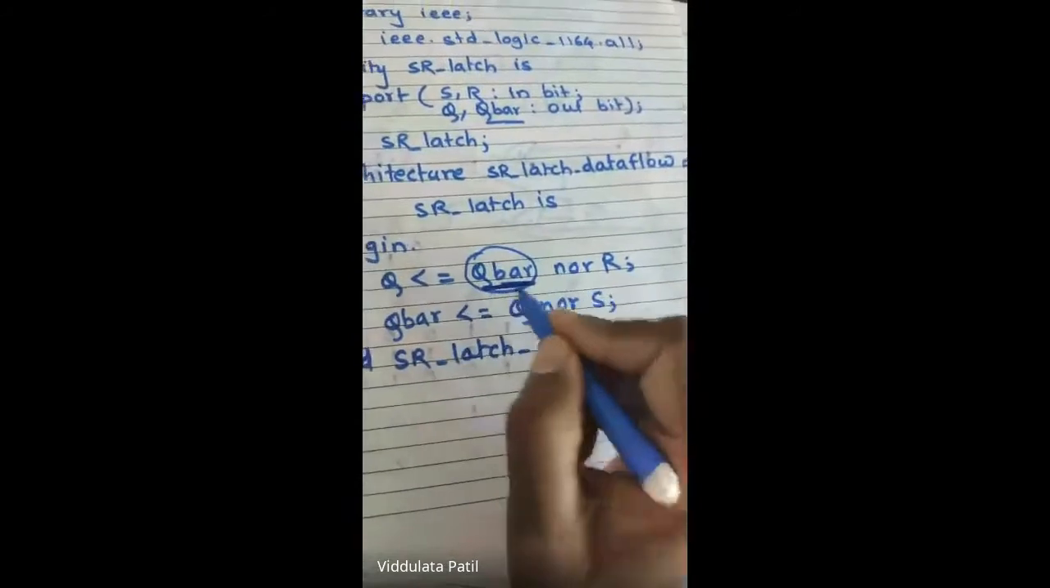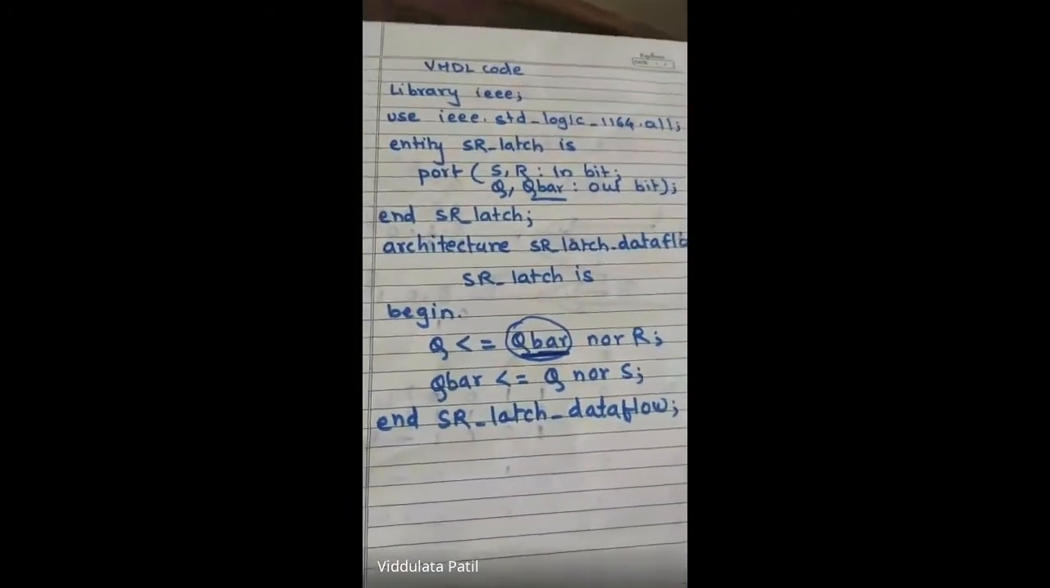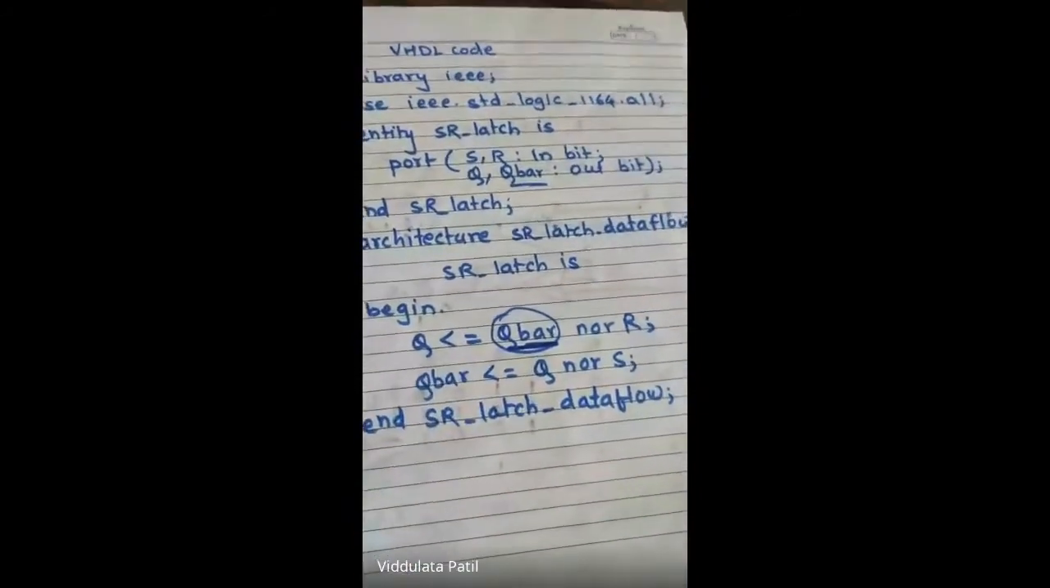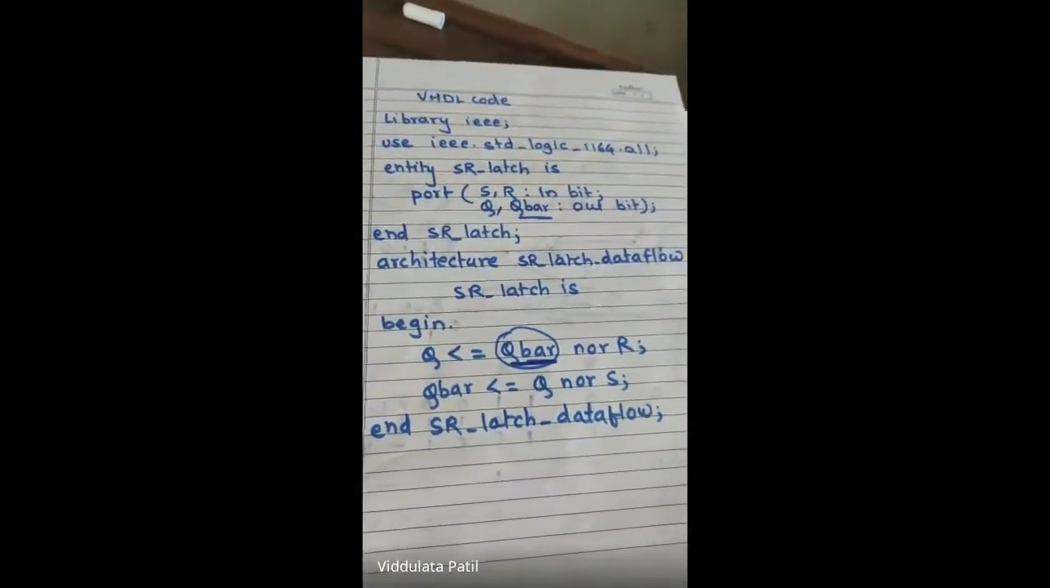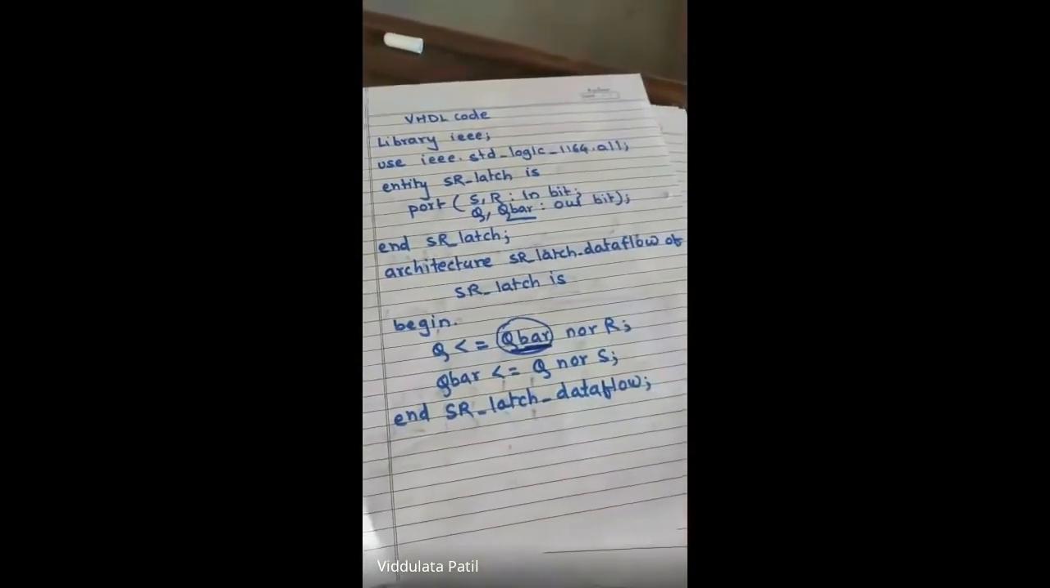Okay ma'am. So only these two statements will be present in this architecture, and so this is the VHDL code for the SR latch. Is this clear to you? Did everyone understand? Yes ma'am, we understood now.